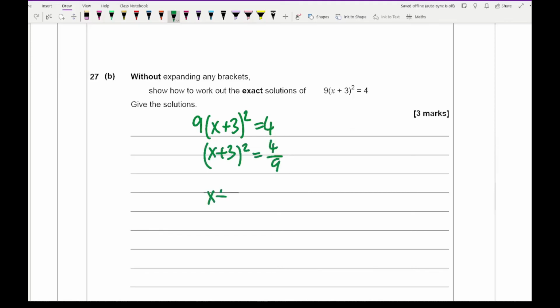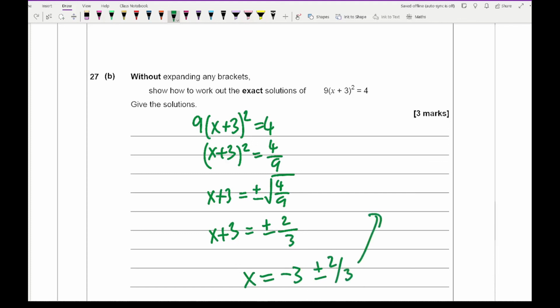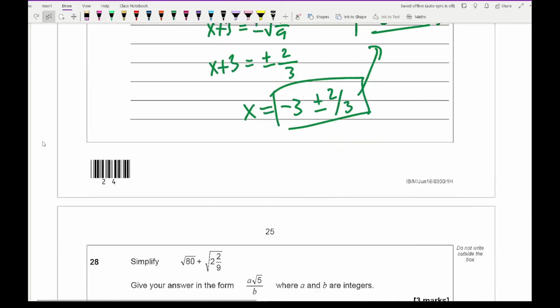Then we've got x plus 3, to then square root it. So it's going to be plus or minus the square root of 4 over 9, which is x plus 3 equals plus or minus the square root of 4 is 2, the square root of 9 is 3, and then we just take away the 3. So x equals minus 3 plus or minus 2 over 3. Or you could write your answer as plus or minus 2 over 3 minus 3. So any of those would be absolutely fine as your final answer.